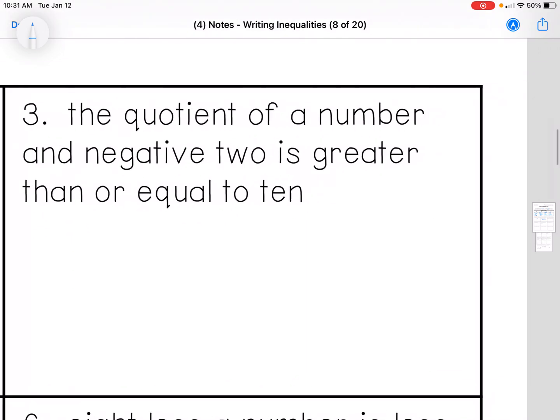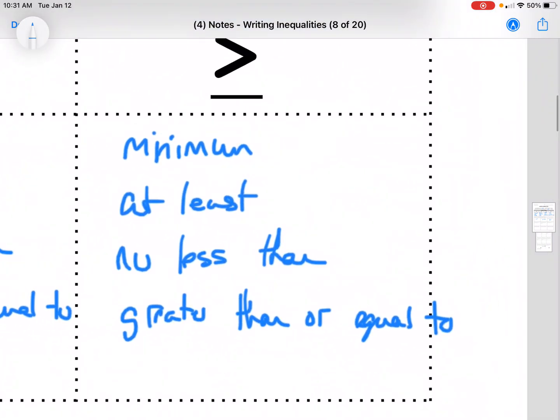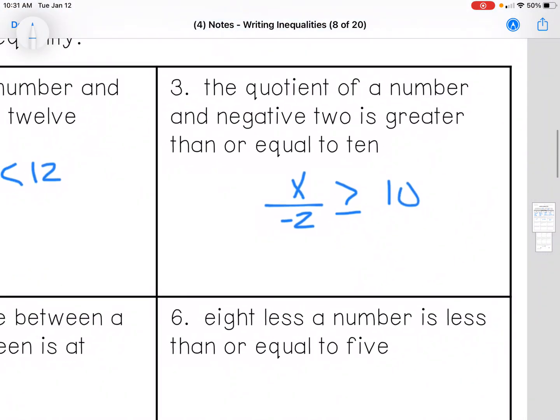All right, number 3, the quotient, that means divide, of a number and a negative 2. So a number divided by a negative 2 is greater than or equal to 10. So go back up top, greater than or equal to, there it is, 10.